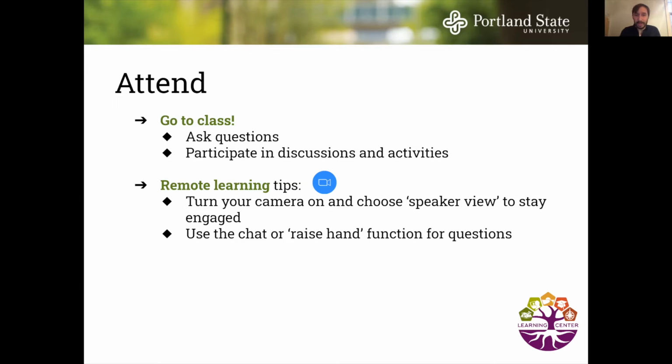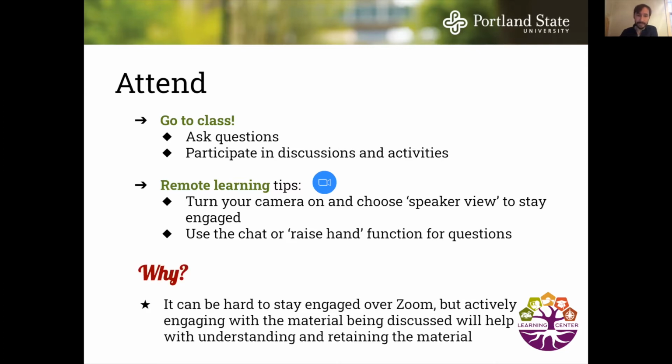And then we suggest using the speaker view. There are different ways to view these chat screens in Zoom. One way is having a lot of different screens that you're seeing at the same time. But another way is speaker view, where you're just viewing the person who's speaking. And so that may be easier for you to pay attention that way. Yeah, good.